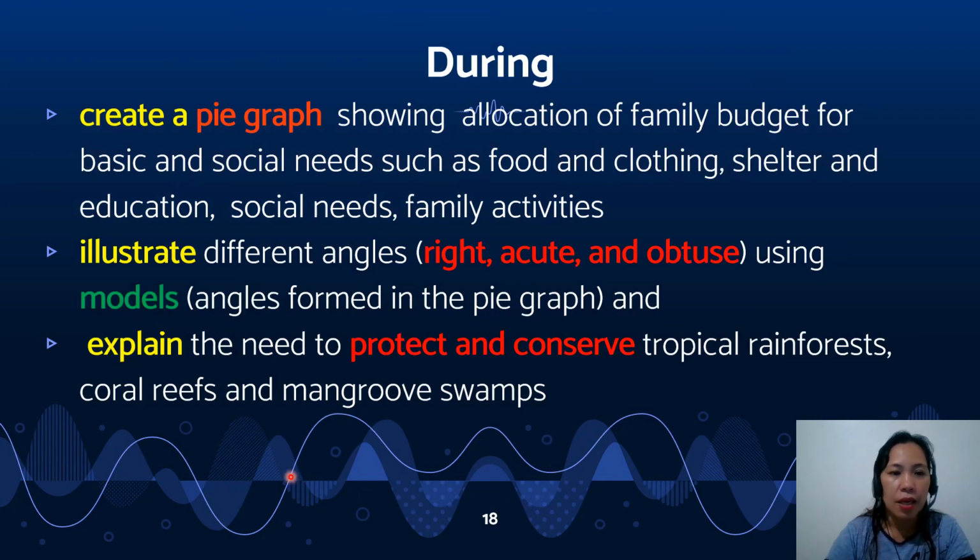During, create a pie graph showing allocation of family budget for basic and social needs such as food and clothing, shelter and education, social needs, and family activities. Illustrate different angles, right, acute, and obtuse, using models angles formed in the pie graph, and explain the need to protect and conserve tropical rainforests, coral reefs, and mangrove swamps.